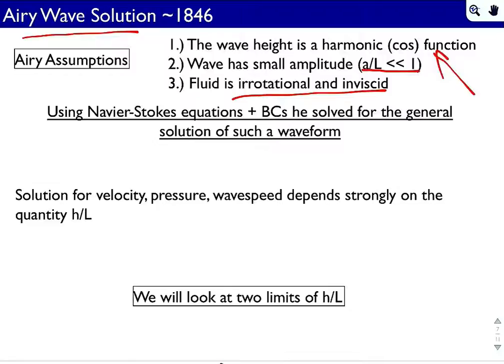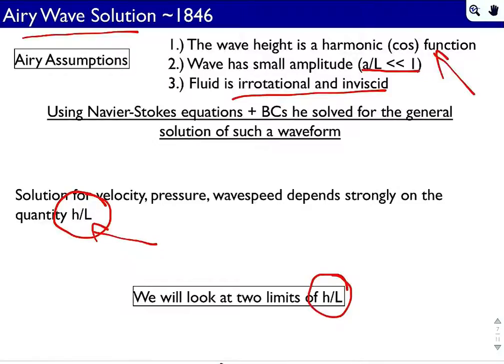And the key thing is this h over L parameter. This h over L parameter decided the character of the solution, affected entirely the character of the solution. So I won't put the equations up here. It's just a bunch of sines and cosines for the velocity field, pressure field, and free surface height multiplied by hyperbolic functions, and those hyperbolic functions are varying strongly with this h over L parameter. It showed up everywhere. So what we do is look in the limits of h over L.